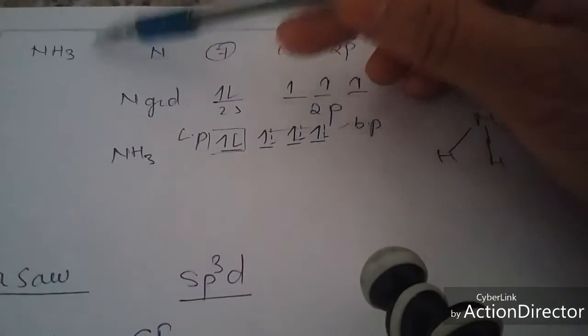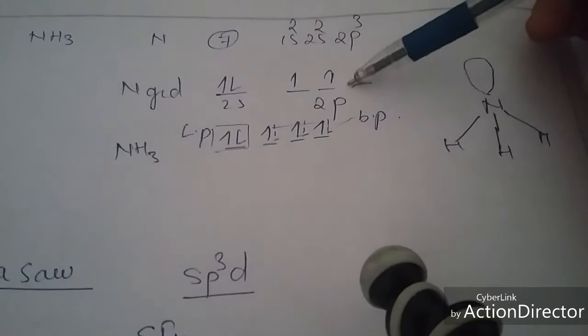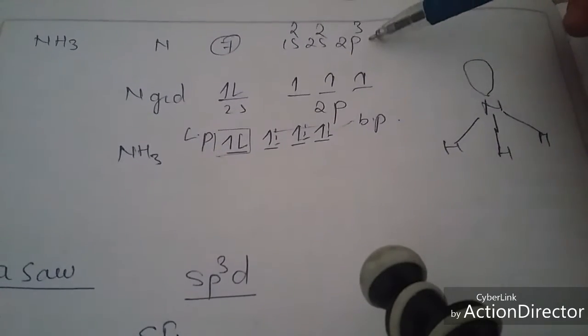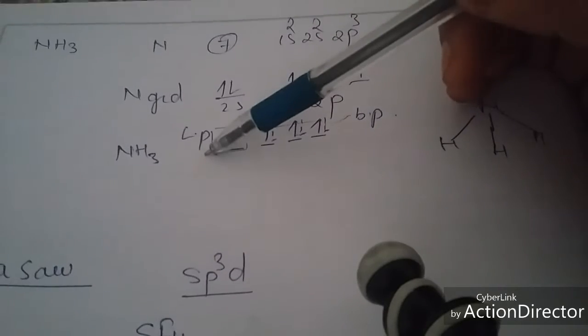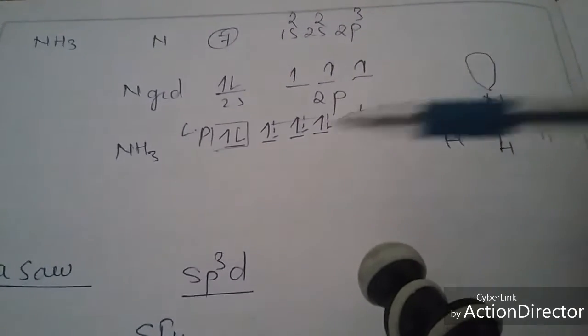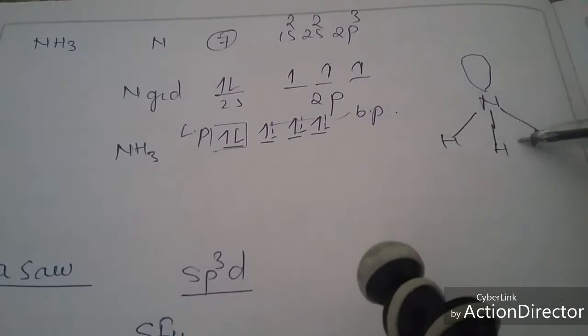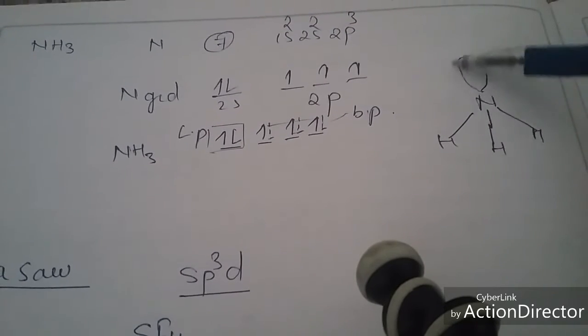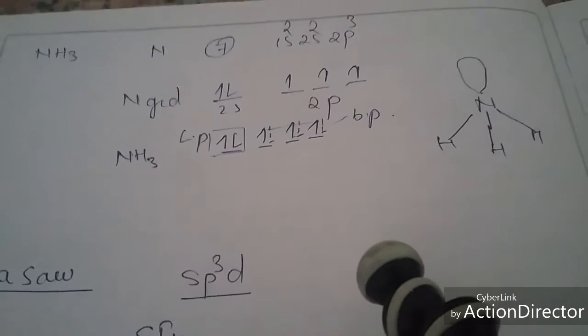Now let us talk about ammonia. In ammonia also, if you see the configuration, outermost electrons are 2s2 2p3. So this I have written. It has one lone pair of electrons and it shows sp3 hybridization, but the structure will not be tetrahedral. It is again pyramidal due to the presence of a lone pair of electrons.